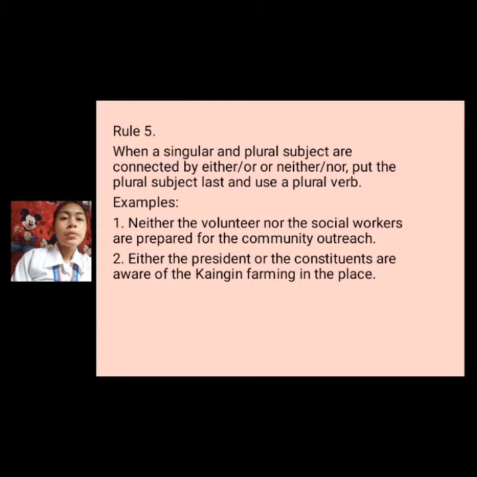Rule number 5. When a singular and plural subject are connected by either/or or neither/nor, put the plural subject last and use a plural verb. Example: neither the volunteer nor the social workers are prepared for the community outreach. Second example: either the president or the constituents are aware of the kaingin farming in the place.